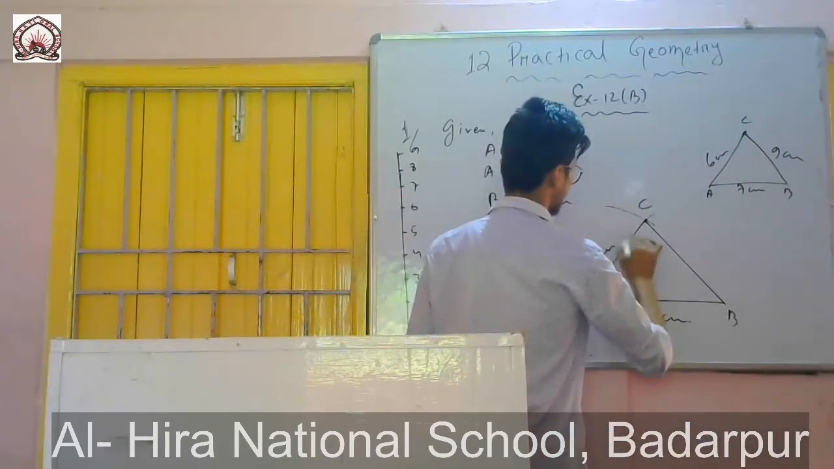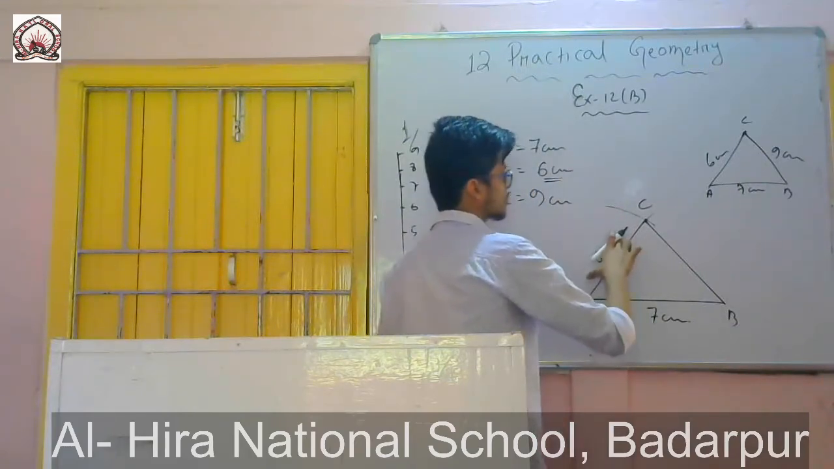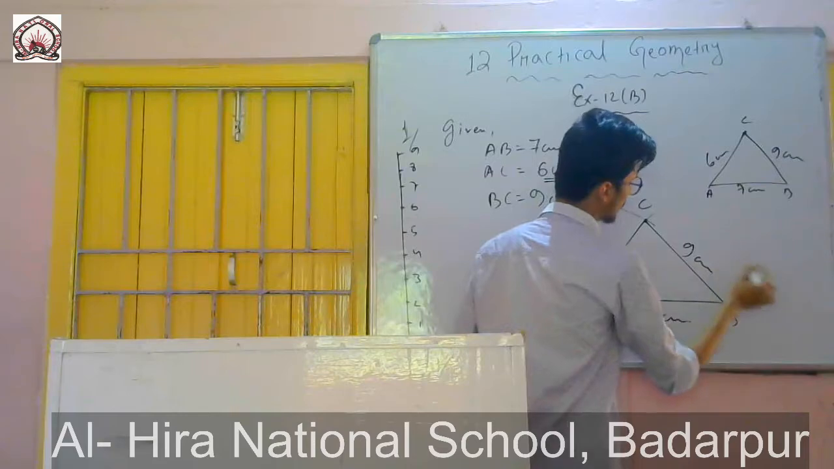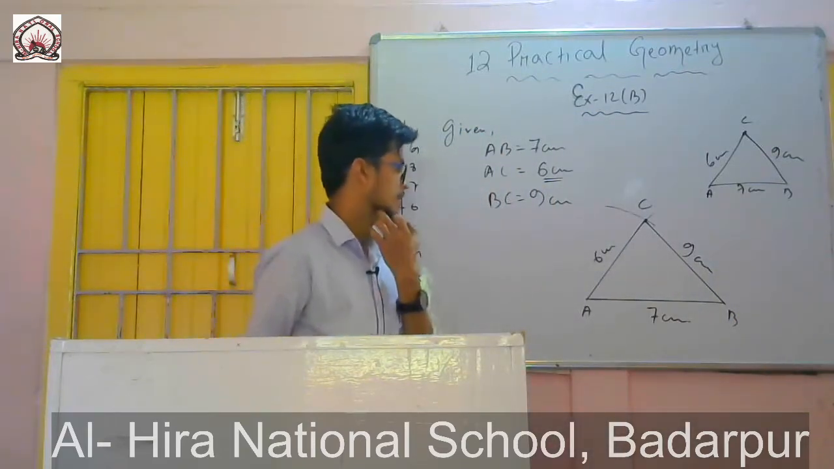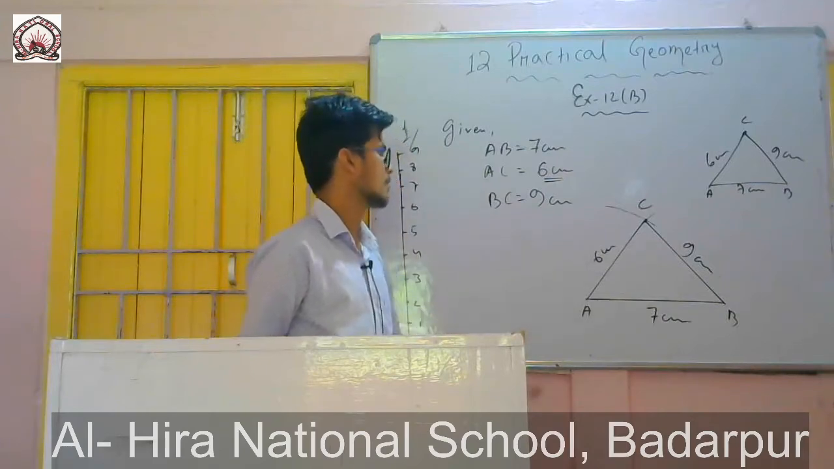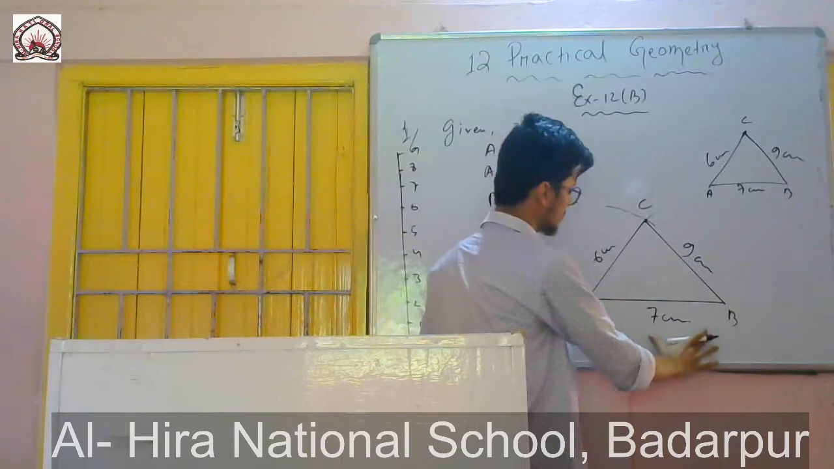So this one will be 6, then you measure it with your scale. You will see that this line is equal to 6 centimeter, and this one will be equal to 9 centimeter. You take your scale nicely and measure it, and you will get the accurate measurement. Okay, so first of all, I draw the baseline AB, which is given as 7 centimeter.